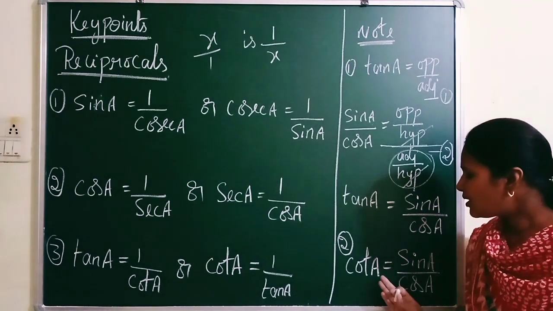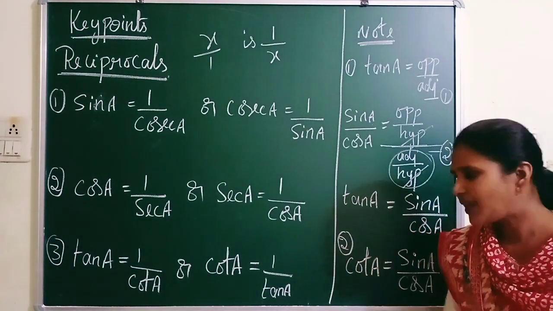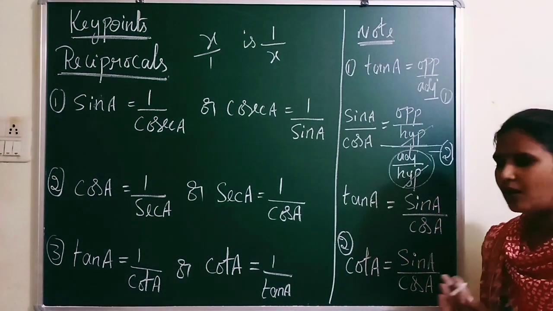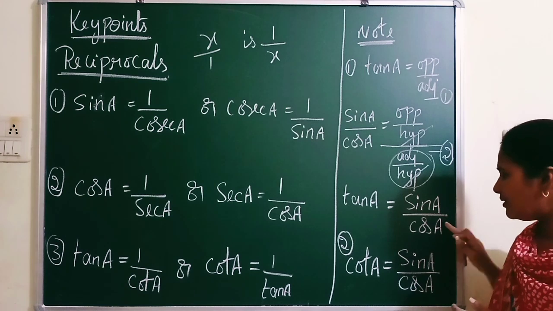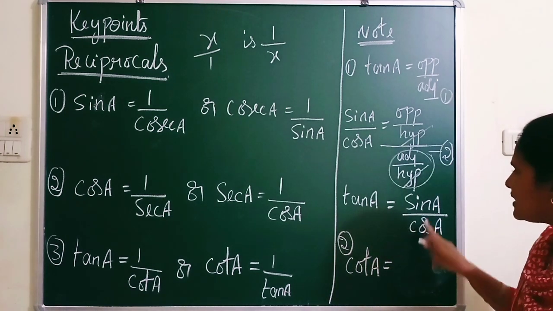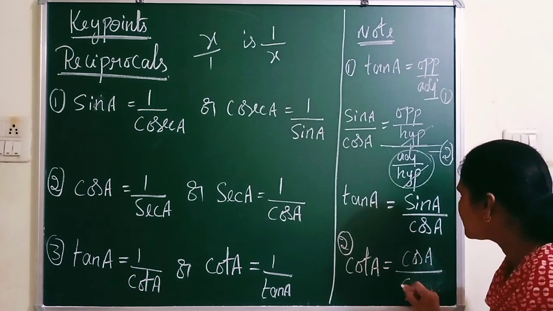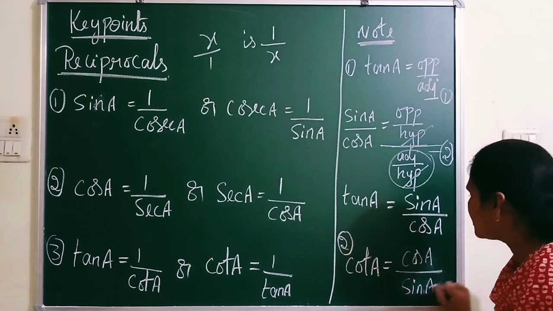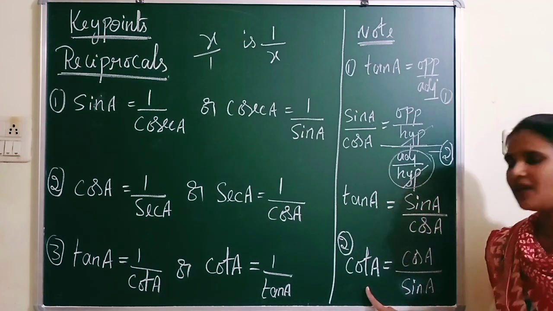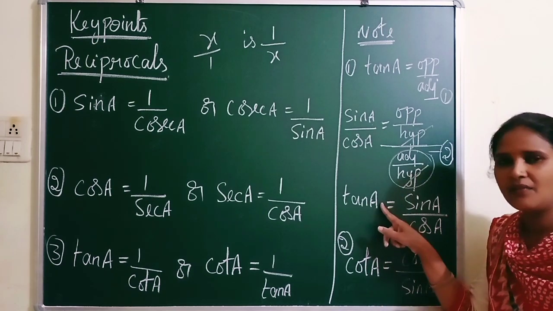Next, you know that cot is a reciprocal of tan. Just now you learned that cot is a reciprocal of tan. So as I explained here, you can check it: cot A is the reciprocal of this, which is cos A by sin A. So tan A equals sin A by cos A, and cot A is cos A by sin A, because cot is a reciprocal of tan.